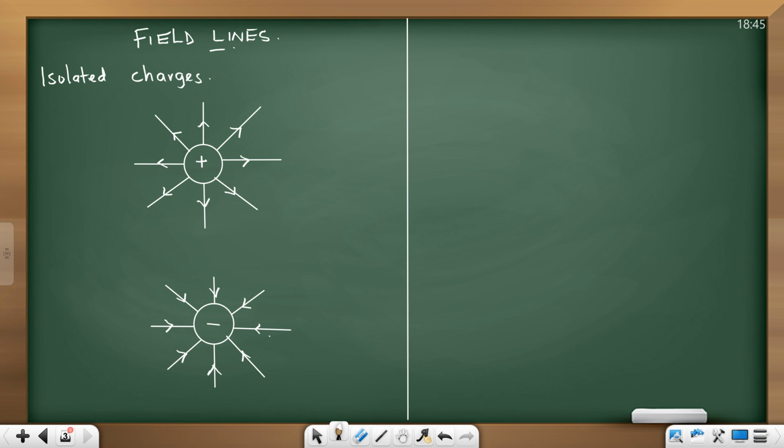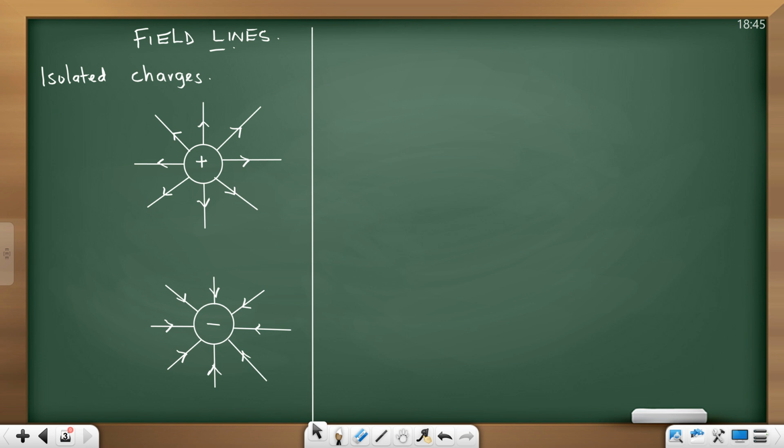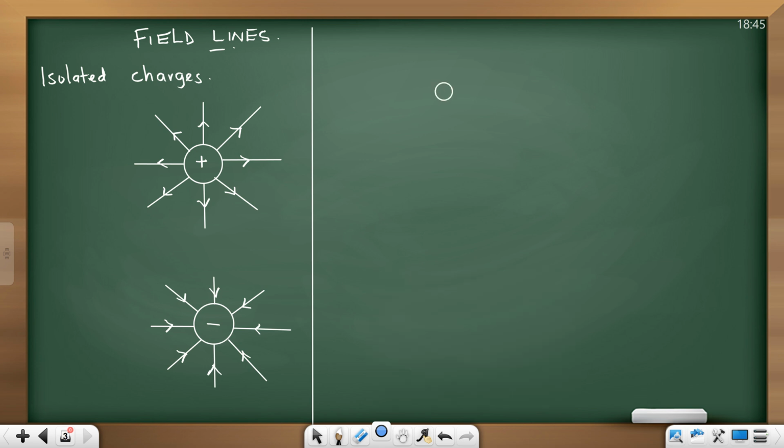Please take note, they are straight. There are millions of them. They don't bend. Some of us just have fun bending them. Question is, when do they bend? They only bend when they come close to another. So I'm just going to draw one attraction and one repelling.